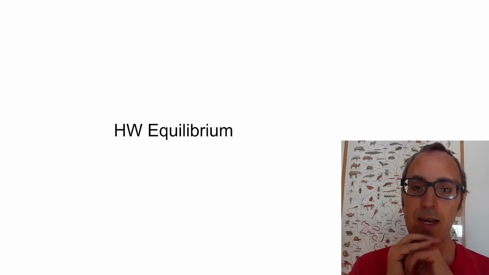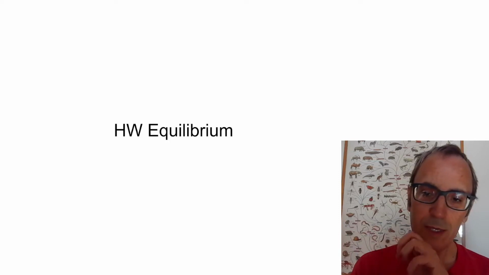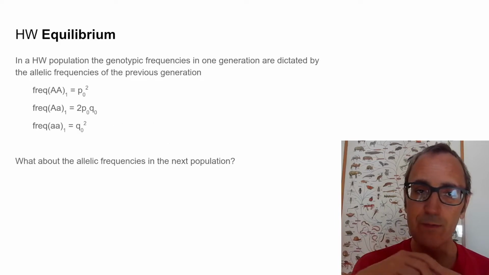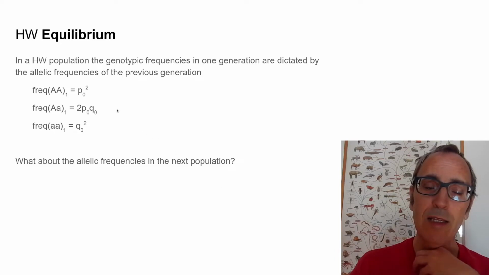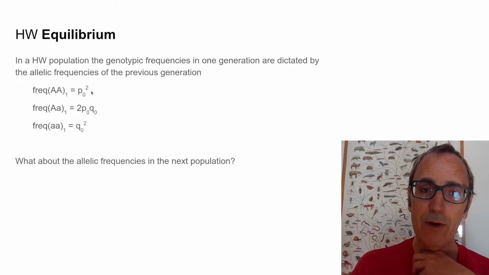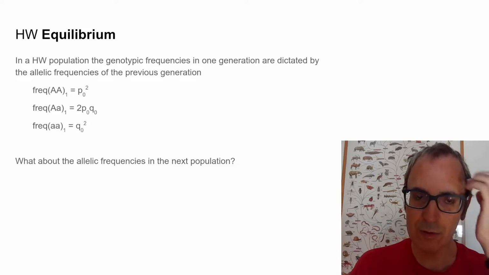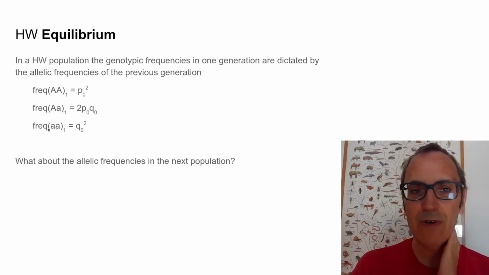Also, you will hear about the Hardy-Weinberg equilibrium. That is related to how allelic frequencies change with time, so how populations evolve. Let's assume that we have a population in generation 0 with certain allelic frequencies, so the genotypic frequencies in the next generation will be the frequencies set by Hardy-Weinberg. But what happens in the following generation? Will these frequencies change?